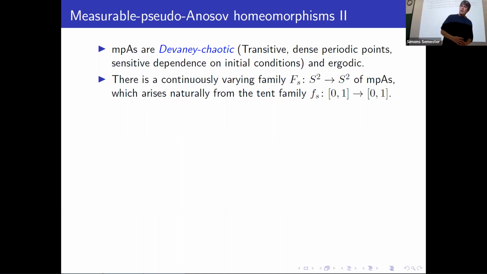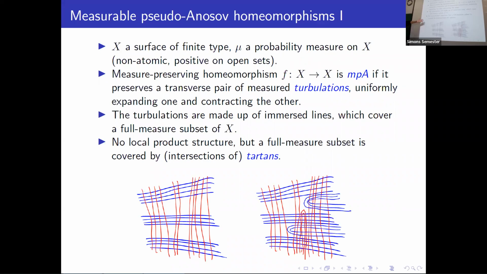Definition of tartans. Okay, so I won't be saying it again because I haven't given you a definition of a tartan, but a tartan is essentially, you have these two turbulations which are made up of immersed lines covering a full measure subset of your surface.